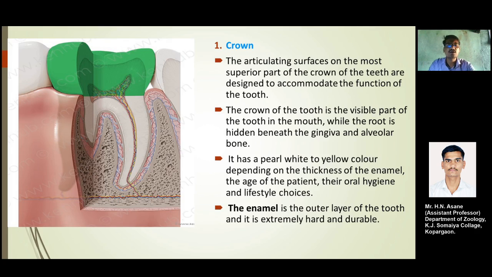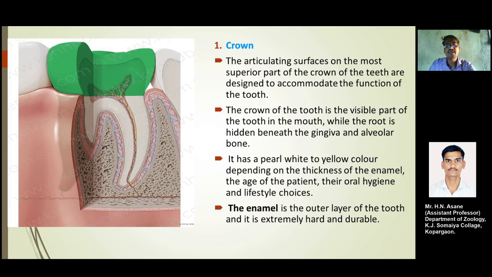The crown of the tooth is the visible part of the tooth in the mouth, while the root is hidden beneath the gingiva, that muscular section that provides a bed for this anchoring, and the alveolar bones. The hidden part is called the tooth root.